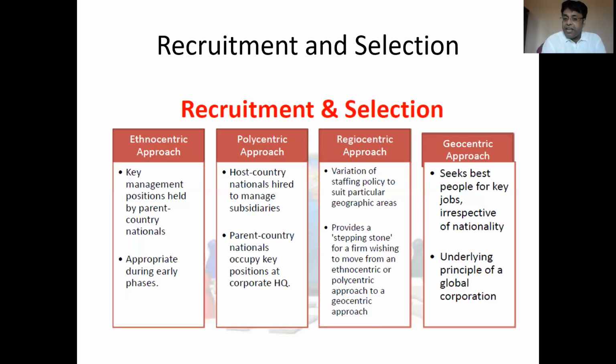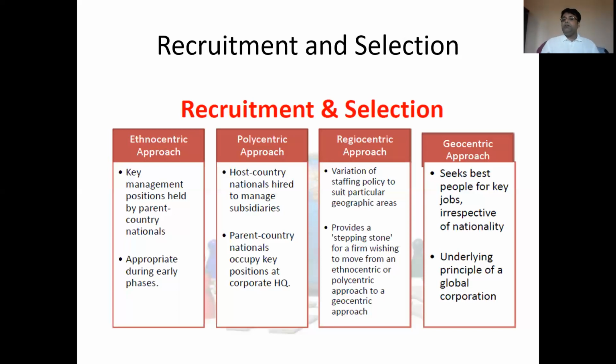Next one is the regiocentric approach. What is that? Variation of staffing policy to suit a particular geographical area. There is no constraint. We need to hire the best candidate based on that particular geographical area and the skill sets available, and take a decision accordingly. It provides a stepping stone for a firm wishing to move from an ethnocentric or polycentric approach to a geocentric approach. So it's just in between ethnocentric, polycentric and geocentric, right? An in-between step.